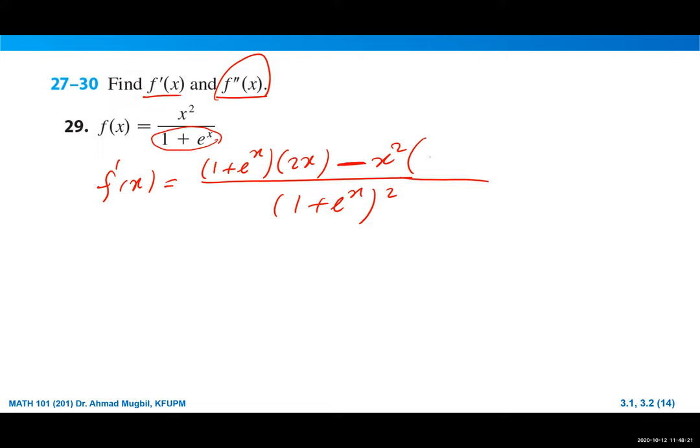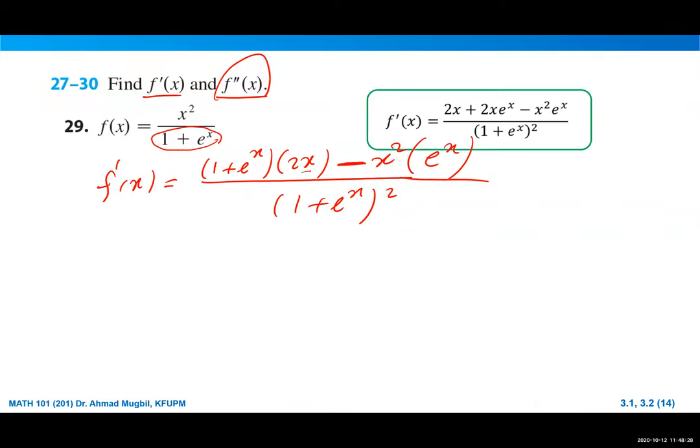What is the derivative of one? It is zero. What is the derivative of e to the power x? This is e to the power x. Simplify, how to simplify? Expand, simplify your expression. It will be like this at the end.